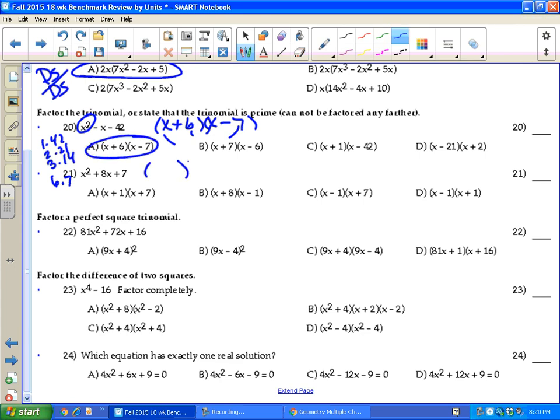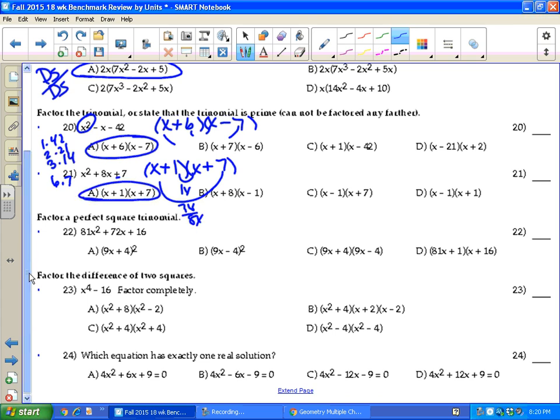All right, this one. The last term is +7. So I'm going to factor x squared to x and x. The only factors that give you 7 is 1 and 7. Because it has to add up to be a +8, I'm going to have 1x and 7x, which does add to give 8x. So it's +1 and +7, choice A.